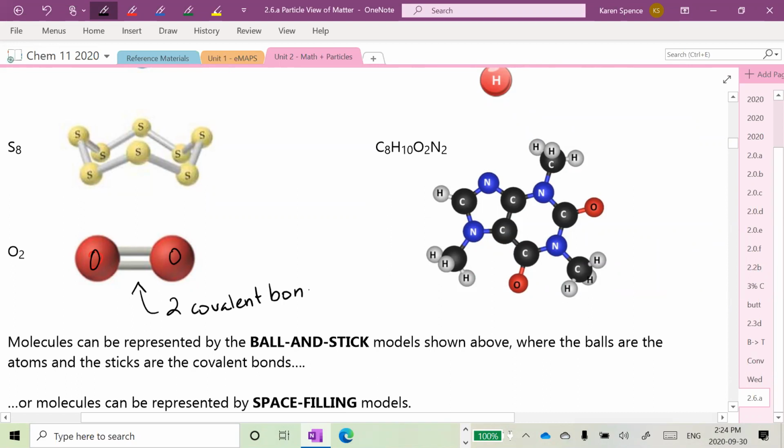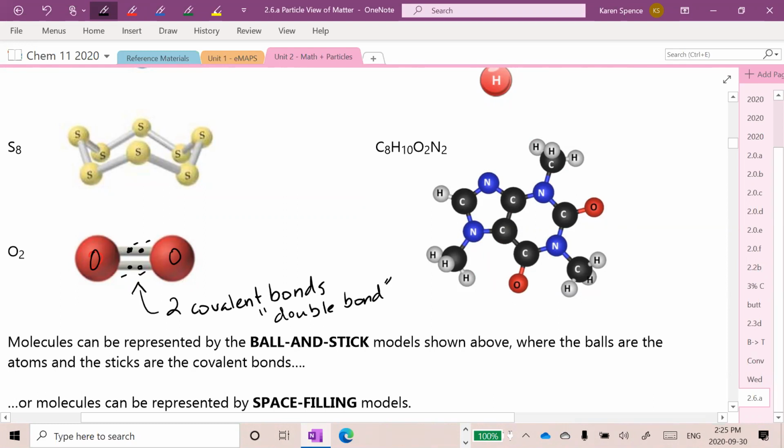There are 2 sticks in between the 2 oxygen atoms. That means we have what we call a double bond. So there would be 2 electrons here, and 2 electrons here. These models, the way we've shown them, are called ball and stick models, because you've got the oxygen, which is the ball, and then you've got the sticks in between, which are the bonds.